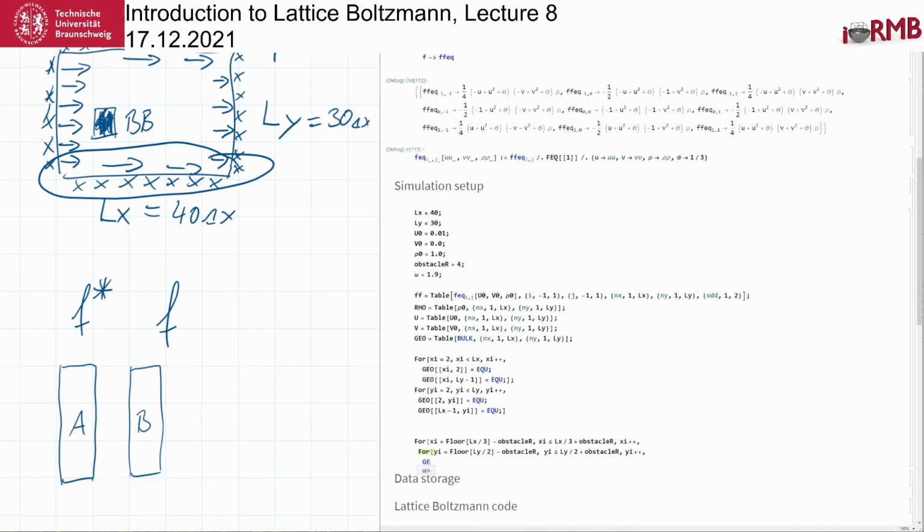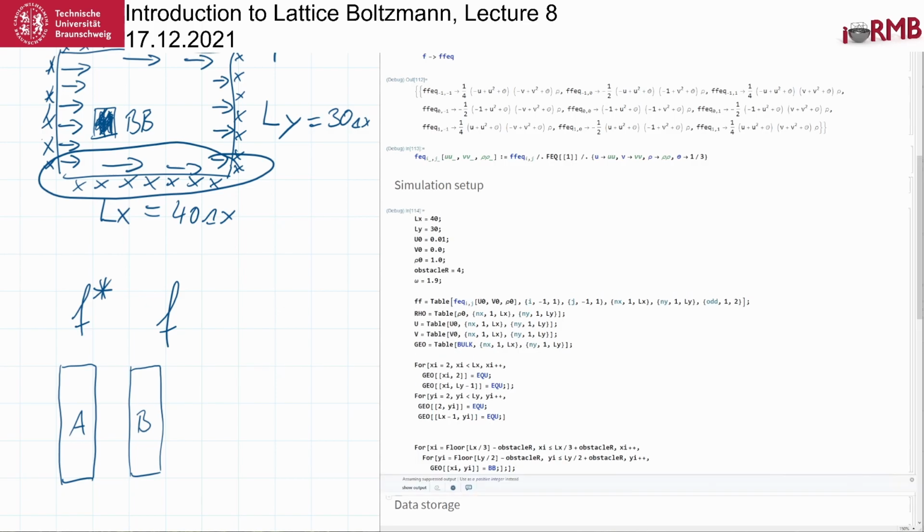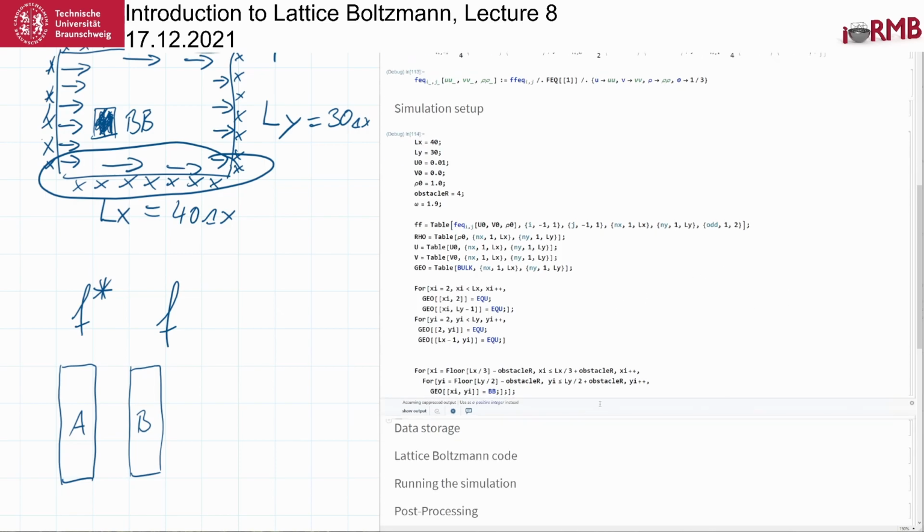And here we set geo of xi and yi. We set this to bounce back, and then we close all our loops. Let us see whether this actually executes. Apparently this executes. So now we have the setup of our system.